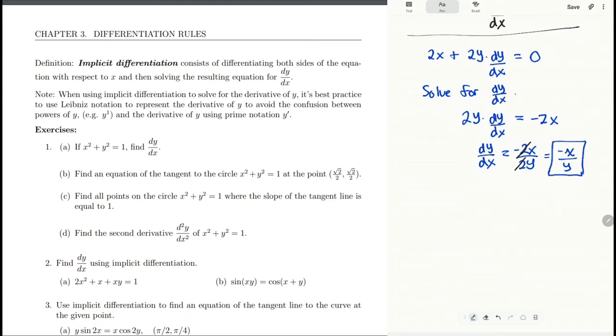So notice that our derivative is in terms of both x and y, and this will typically occur if our function is an implicit function. And so our derivative will have both the x and y variables.